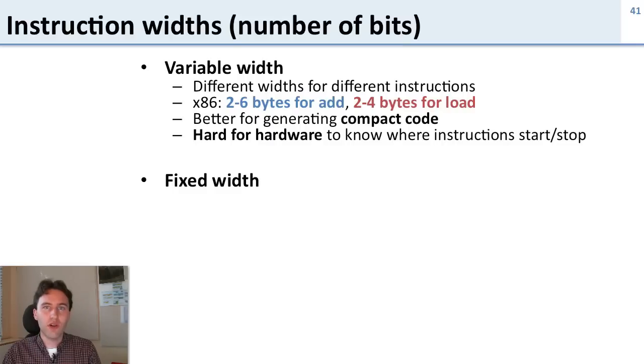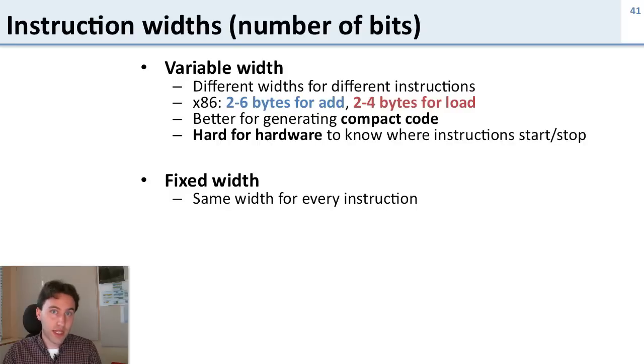This means you can make very compact code. If you can specify an add and a load with only 2 bytes each, you can use half as much space as MIPS. But it makes the hardware very hard to build, because the hardware can't load 4 bytes and know it has the next instruction. It has to load somewhere between 2 and 6 bytes, and it could get somewhere between 1 and 3 instructions out of that. So it makes it much more complicated to build the hardware.